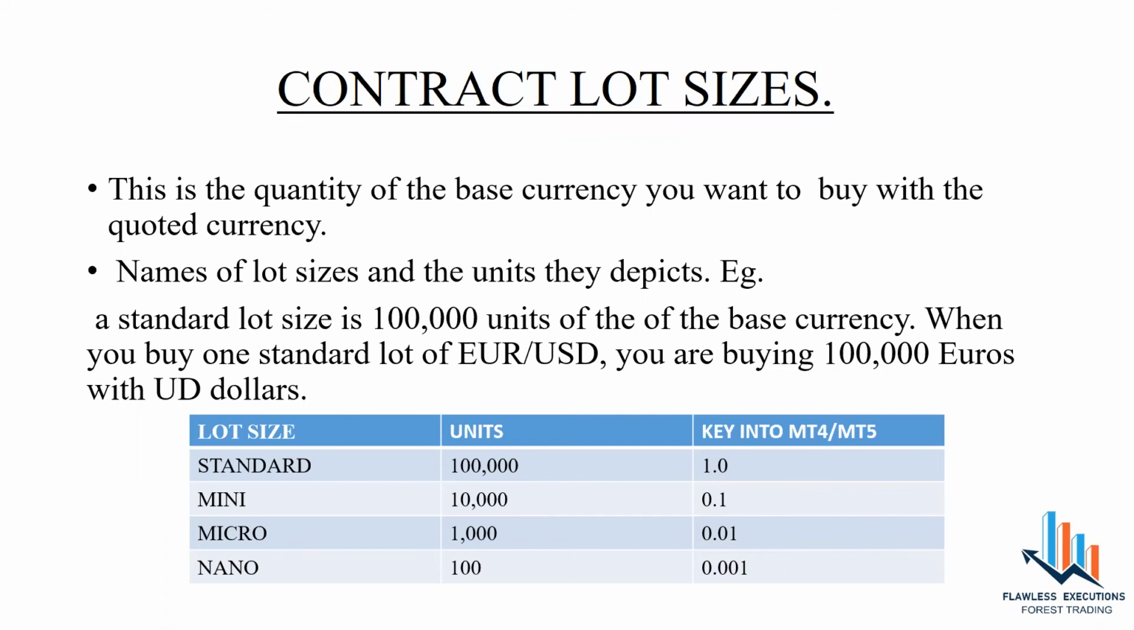Micro lot is 1,000, and if you want to buy 2,000, just type in 1,000 is 0.01, so 2,000 will be 0.02. 3,000 will be 0.03, up to 9,000 is 0.09. So 10,000, then it will reach 1.0. I think I've made myself clear. And the nano lot also is being keyed in 0.001.